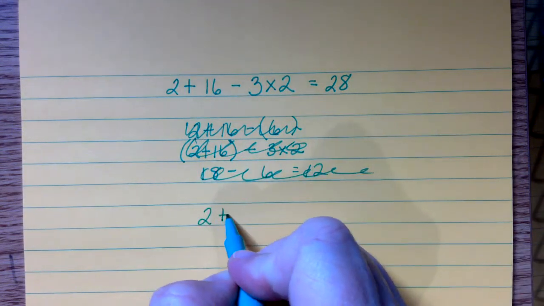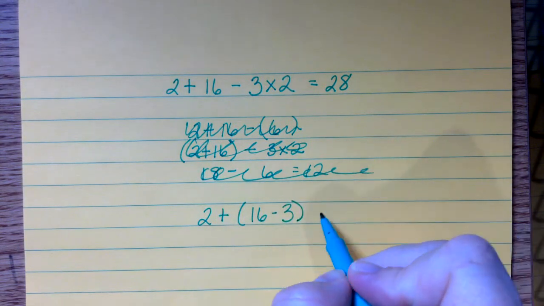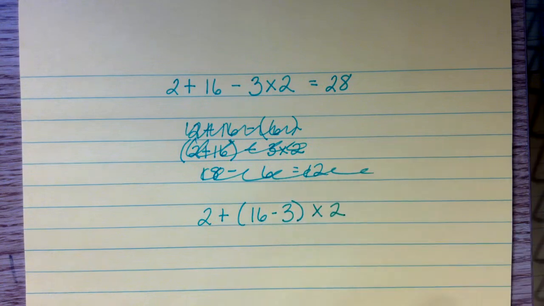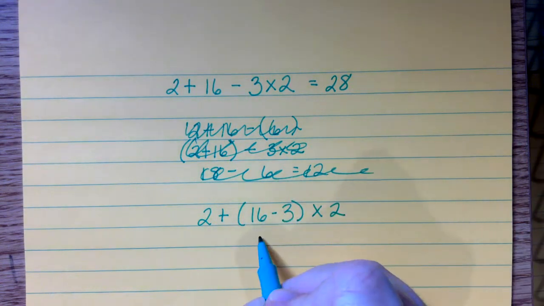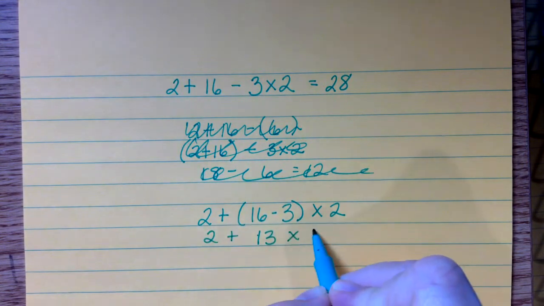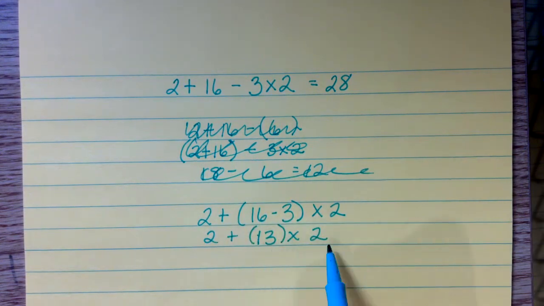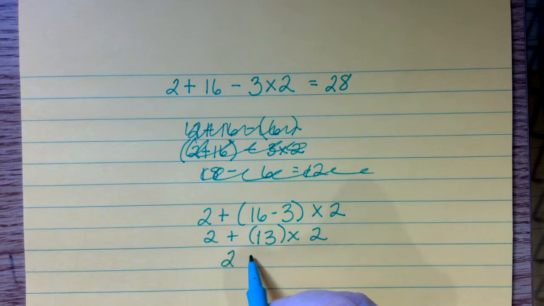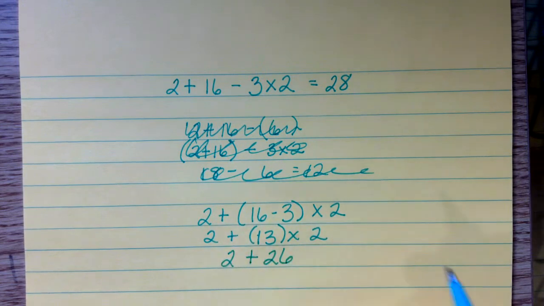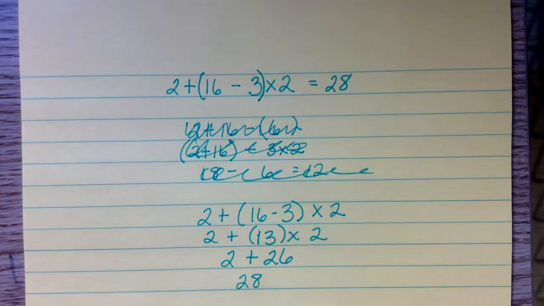So let's try putting the parentheses in the middle. 2 plus 16 minus 3 times 2. 16 minus 3 is 13. So then I have 2 plus 13 times 2. I have to do my multiplication next. So 13 times 2 is 26. So I then have 2 plus 26, which equals 28. So I know that my parentheses are going to go right around those two numbers to make this true.